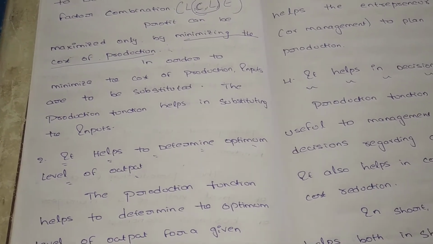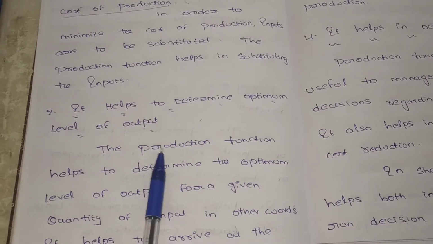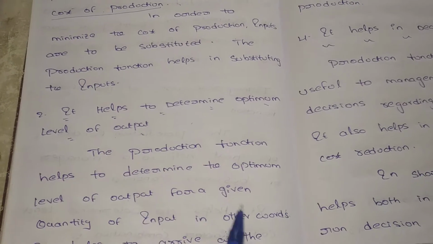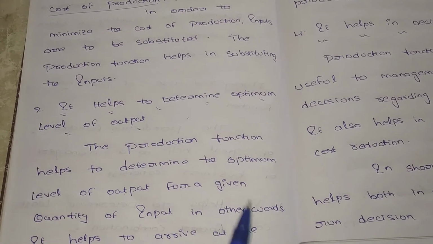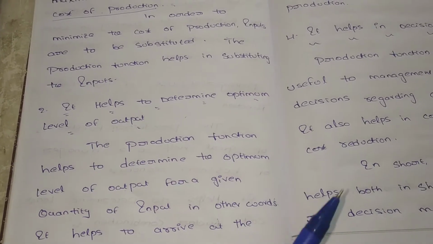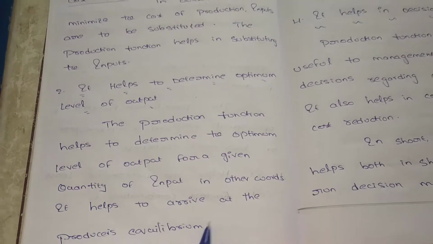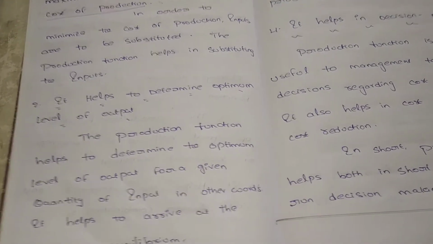We have to utilize each and every input for achieving our output. The production function helps to determine the optimum level of output for a given quantity of input. What quantity of input are we giving? For that input we are achieving the optimum level, meaning an efficient level of output. In other words, it helps to arrive at the producer's equilibrium, which is nothing but each and every input being equally distributed.